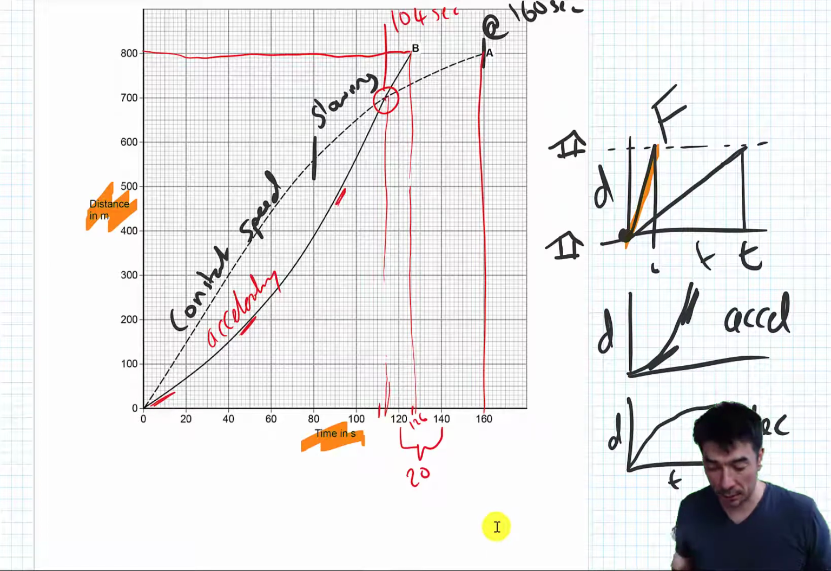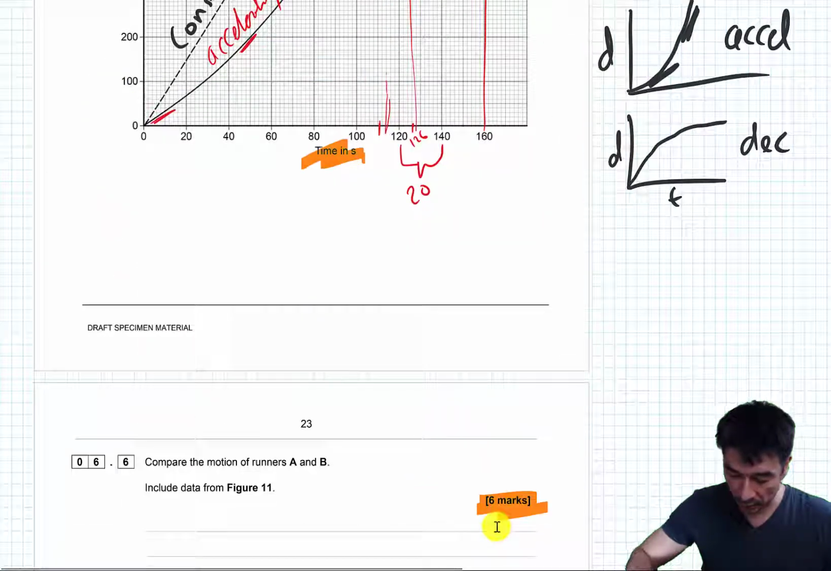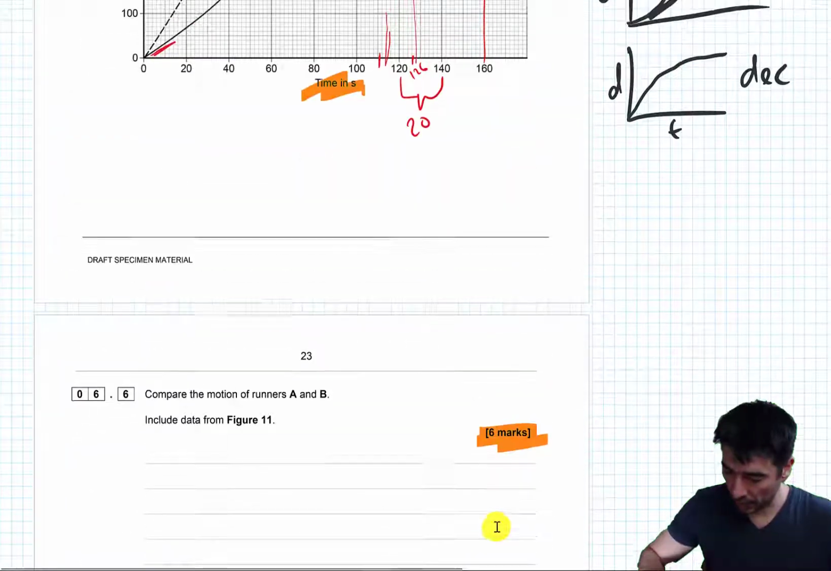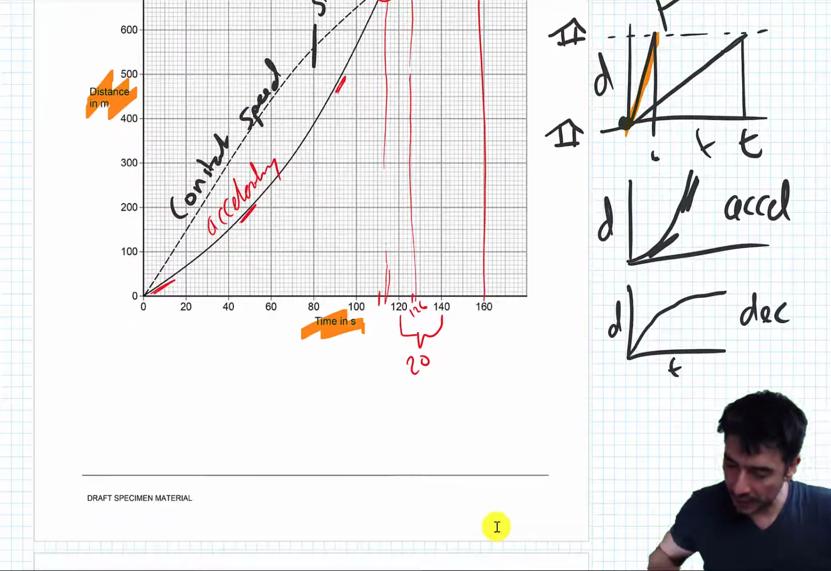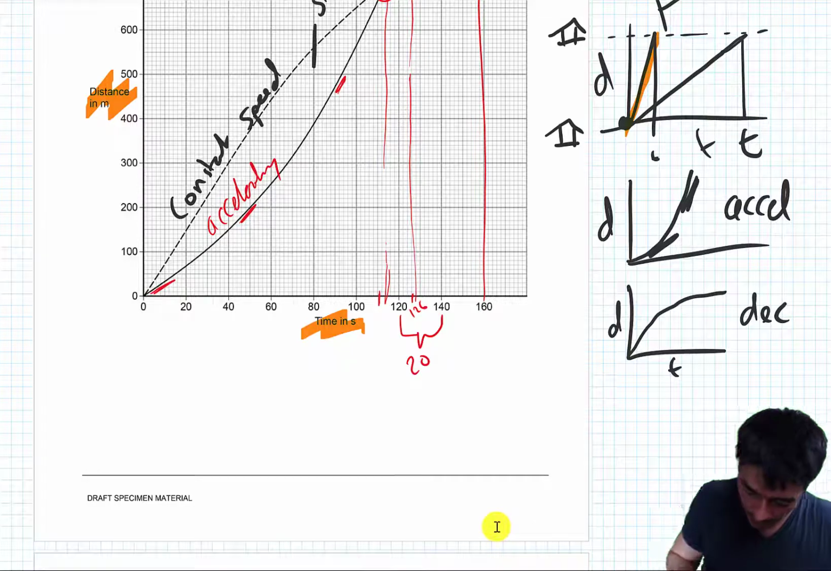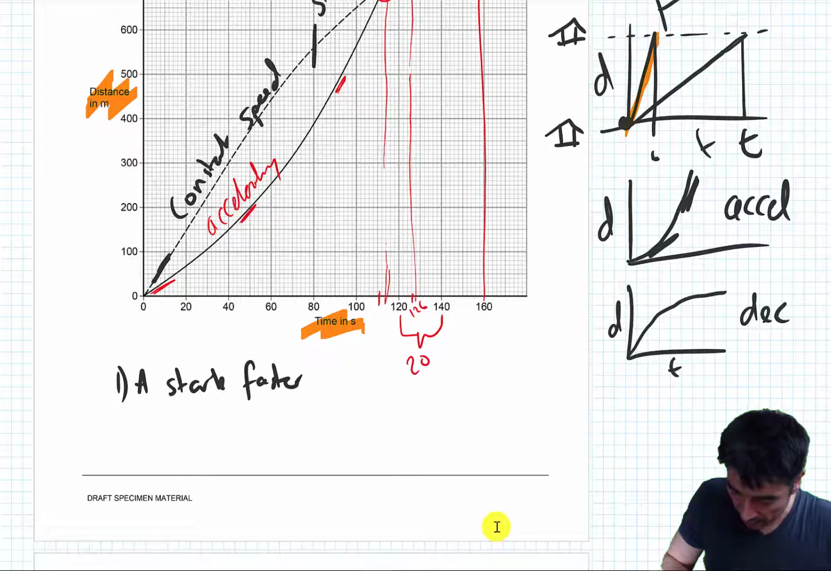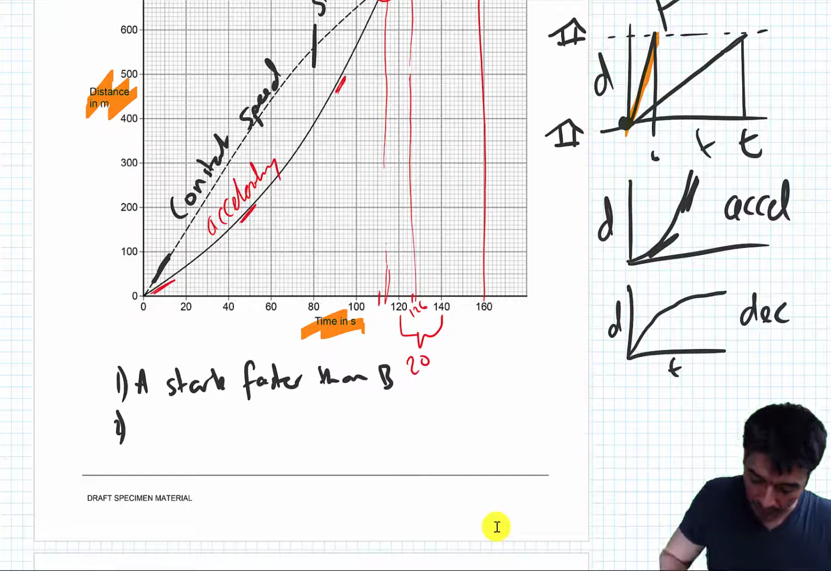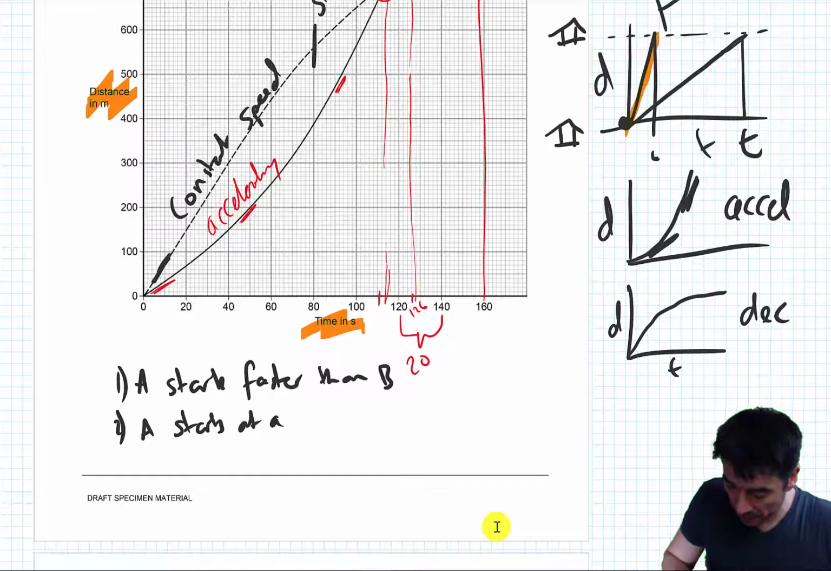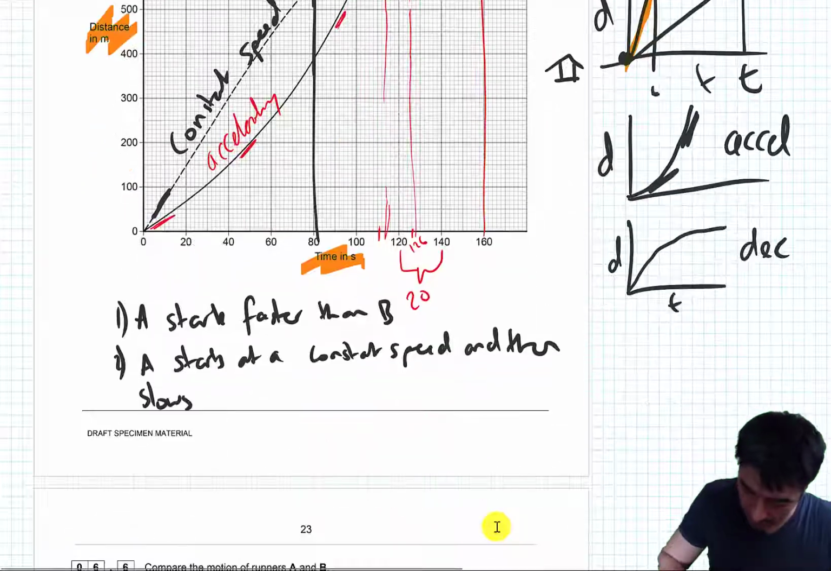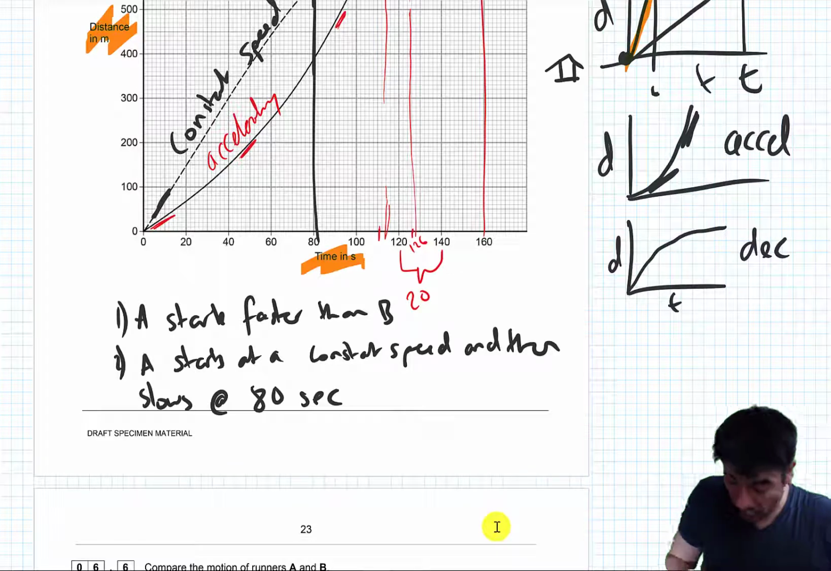Right, so I think I've got a load of good stuff to write about now for my 6-mark question. It's just a case of trying to get that down. I'm going to write underneath here so we can still look at the graph. Right, so let's try and make 6 sensible points. A starts faster because the line is steeper here than it is here. So A starts faster than B. That's 1 mark, hopefully. A starts at a constant speed and then slows after 80 seconds. This is where we said it was slowing down, at 80 seconds. So that might be worth 2 marks, I'm not sure.